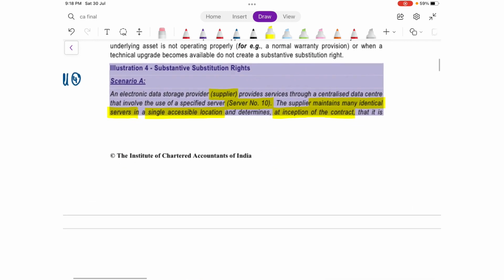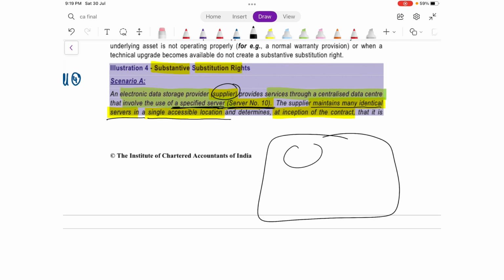Illustration number 4 talks about your substantive substitution right. So here there is an electronic data storage provider. Okay, so there is a lessor and he does electronic data storage, and they provide services through a centralized data center that involves a specific server, which is server number 10. The supplier maintains many identical servers in a single accessible location. So in one location itself, this lessor has a lot of servers.